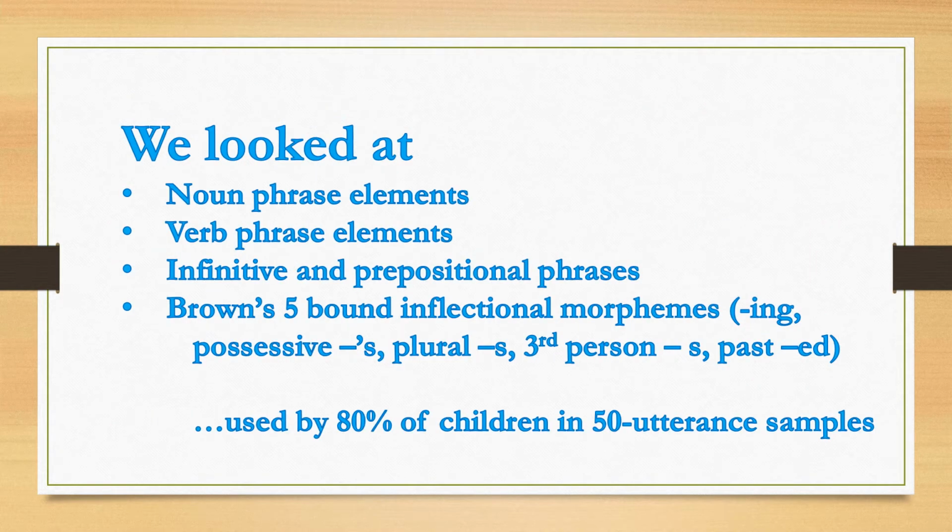As discussed in the background to this module, we looked at elements internal to each utterance. Utterances become more complex in two ways: by the addition of internal elements and by the addition of clauses, which we had counted previously as one of the 4 quantitative SUGAR metrics. The internal elements we looked for should be familiar from the background presentation and include noun and verb phrase elements, infinitive and prepositional phrases, and Brown's 5 inflectional morphemes.